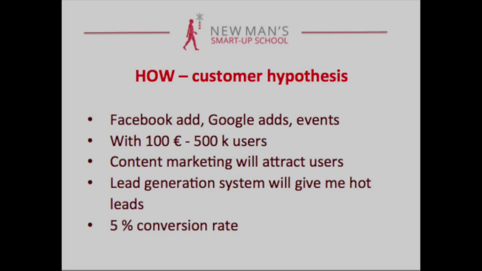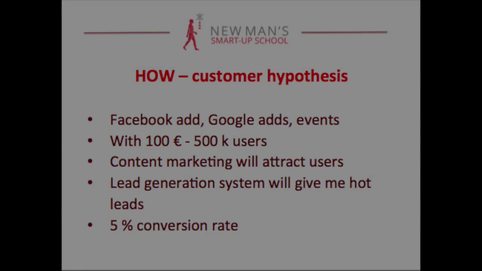How? Facebook ad, Google ad, events. With 100 euros, I will reach 500,000 users. Content marketing will attract my users. That means when I put my Facebook ad, Google ad, when I spend 100 euros, I will reach 500,000 users according to Facebook. And if this is 1%, always 1% internet conversion, that is around 5,000. 5,000 people will come and see my content.